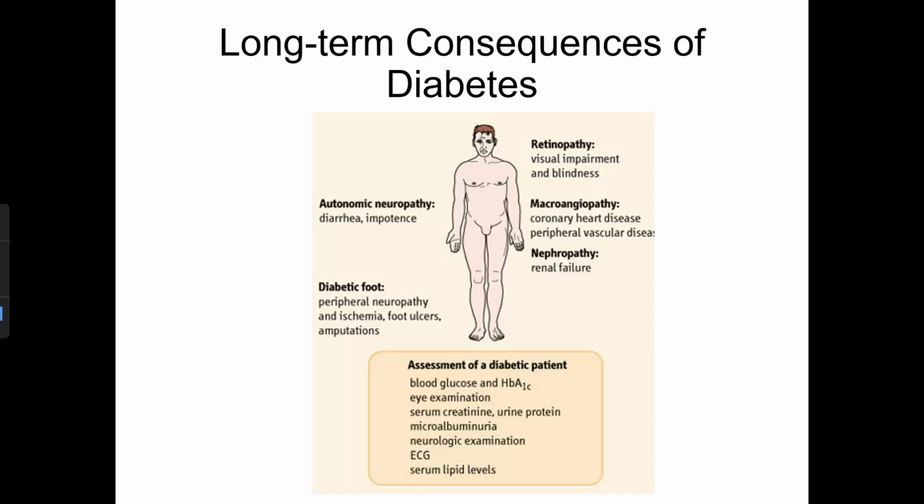The long-term consequences of diabetes: autonomic neuropathies, diarrhea, impotence, diabetic foot, peripheral neuropathy and ischemia, foot ulcers leading to amputations, retinopathy, visual impairments and blindness, macroangiopathy, coronary heart disease or peripheral vascular disease, nephropathy, renal failure, many of those I've mentioned already, and the assessment of a diabetic patient: blood glucose and hemoglobin A1C or glycosylated hemoglobin, an eye examination, serum creatinine and urine protein, microalbuminuria, neurologic examination, ECG or echocardiogram, and serum lipid levels.